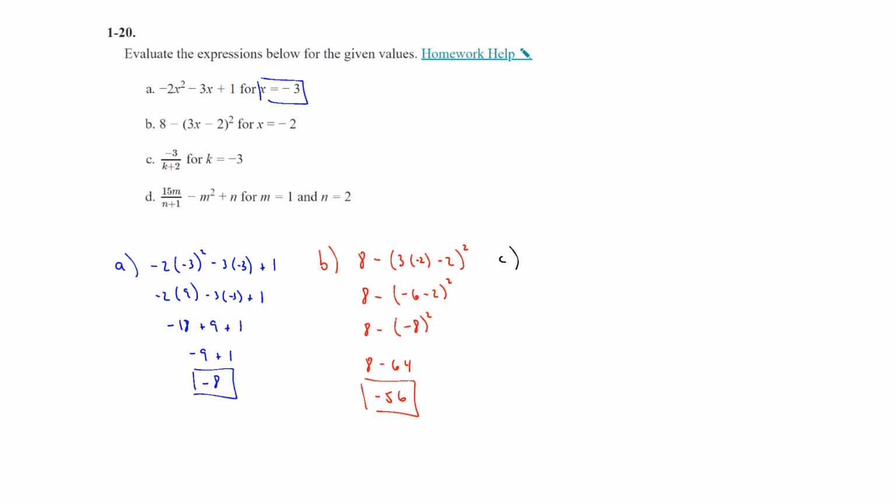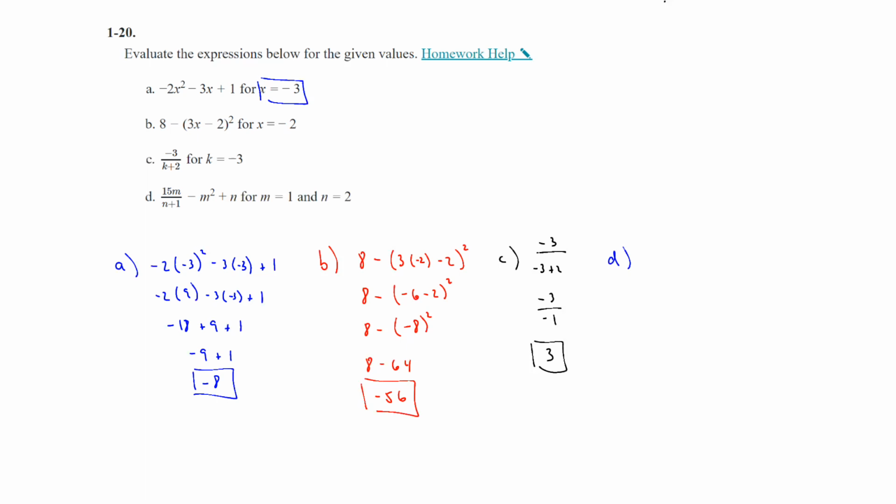C, k is negative 3, so we have negative 3 divided by negative 3 plus 2. Let me write this below. So that would be negative 3 divided by negative 1. Negative 3 divided by negative 1 is a positive 3.